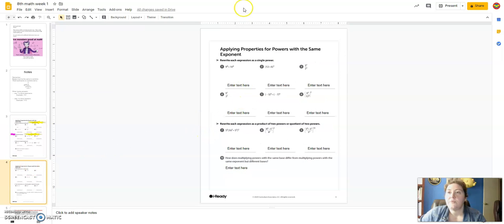This next sheet, you're going to rewrite each expression as a single power. This is very similar to the first part of the first sheet. But here's the thing. Look at my bases on this first one. The bases are different. Is there anything I can do? There's nothing I can do. There's no way that I can combine that to give me a different base.